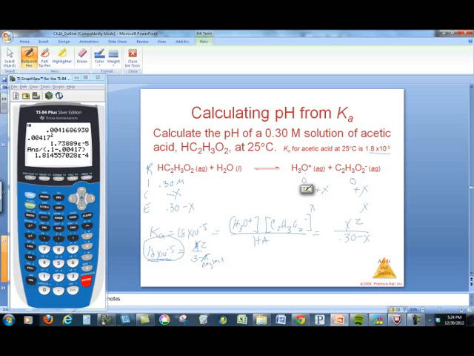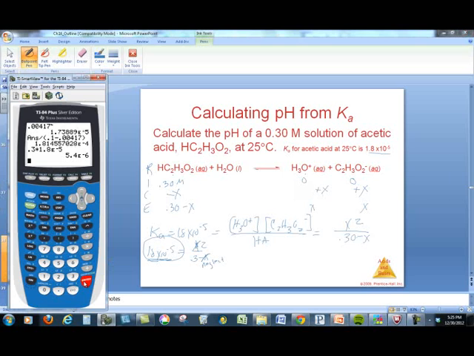So I'm going to end up with 1.8 times 10 to the minus 5 times 0.3, and if I do that, let's just do that. 0.3 times 1.8 E minus 5 gives 5.4 times 10 to the minus 6. So I get 5.4 times 10 to the minus 6 is equal to X squared.